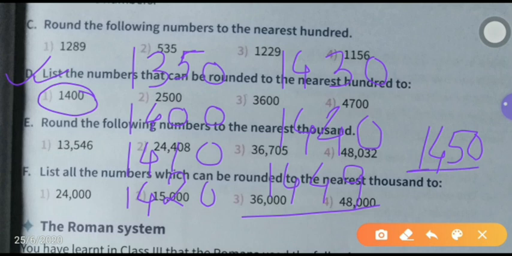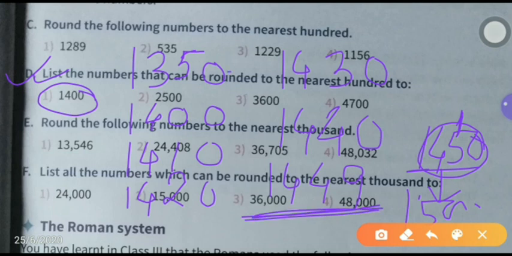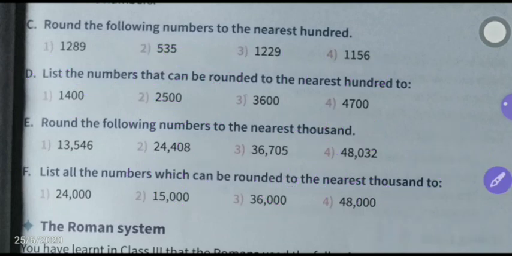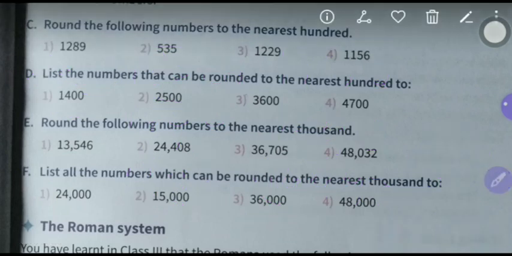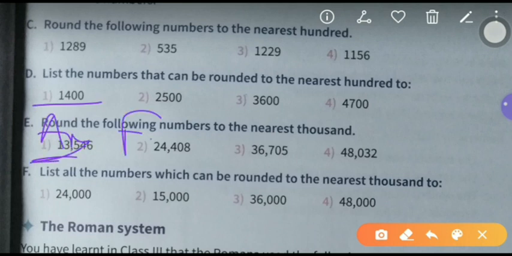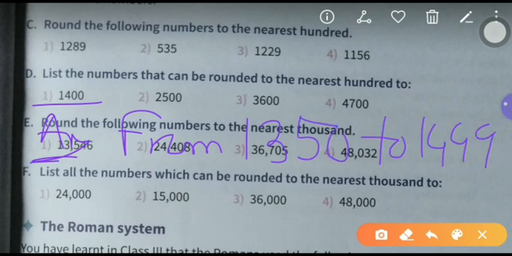After 1449, what will come? 1450. If you round off 1450, you will get 1500, because the tens place will become 5 here. So up to this much, from 1350 to 1449, this is how you have to write this answer: from 1350 to 1449.